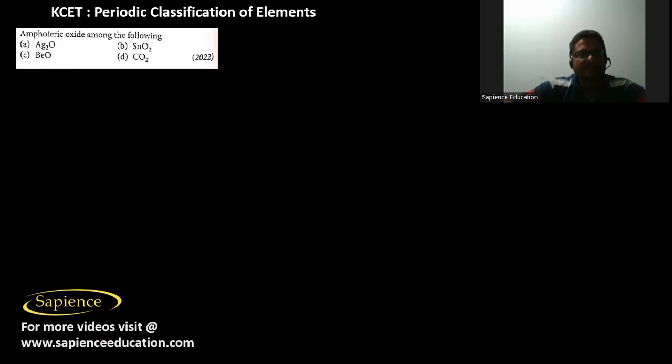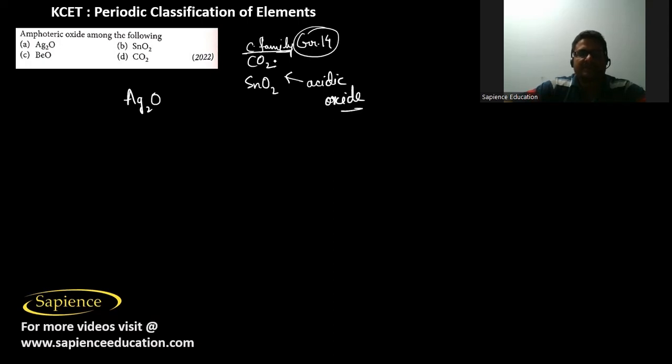Then, amphoteric oxide among the following will be... So amphoteric oxide, it means that it can act as a basic oxide also, and it can act as an acidic oxide also. We know that silver oxide Ag2O, and then SnO2, which is tin oxide, it is in the carbon family, and CO2 is also in the carbon family. So the oxides of group 14 elements will all be acidic oxides only. Since, as we know, CO2 is an acidic oxide, so SnO2 also will be an acidic oxide. So B and D are not correct options.